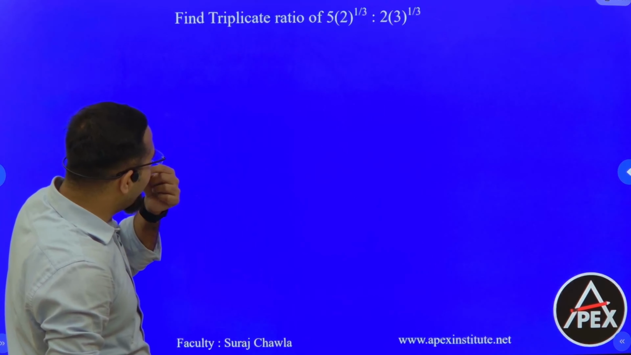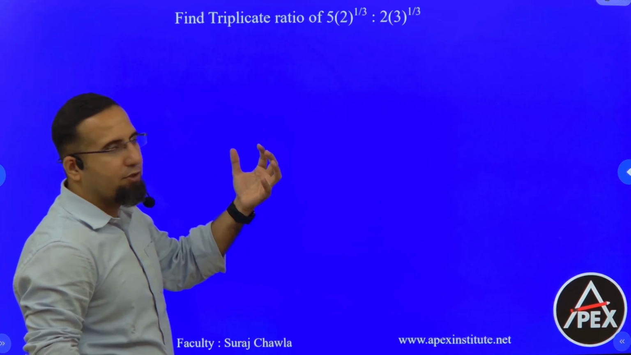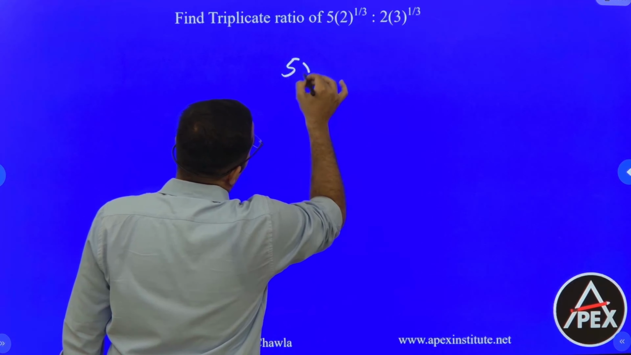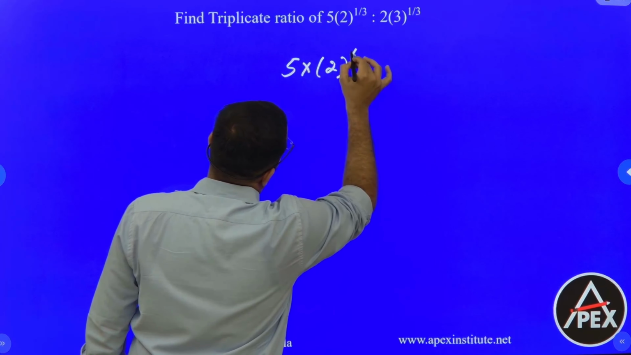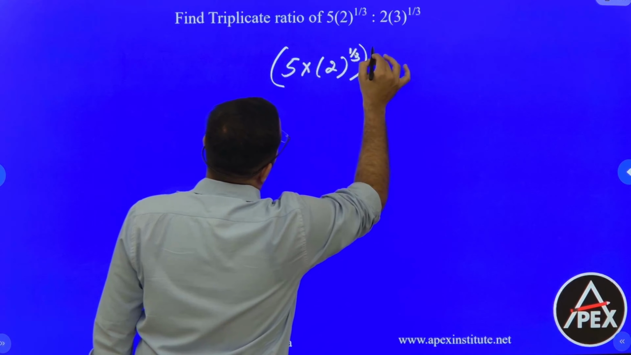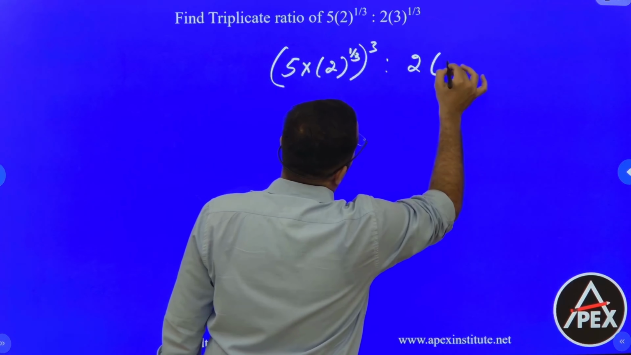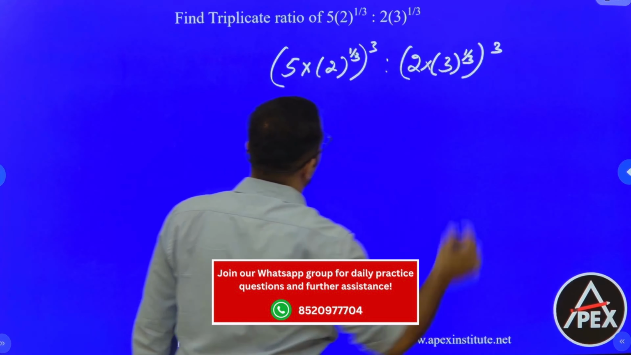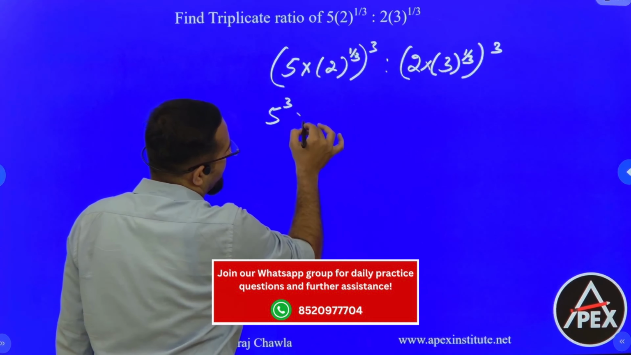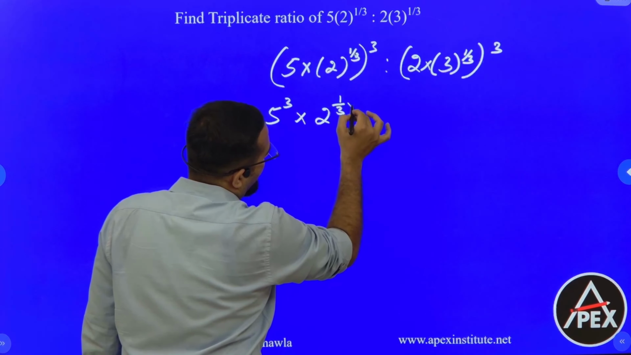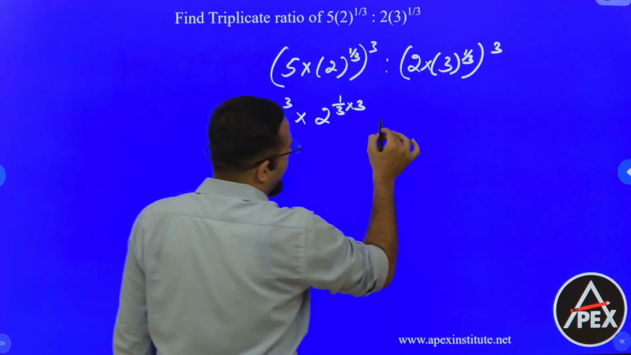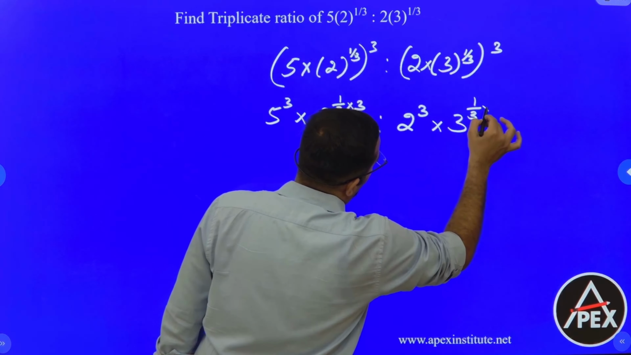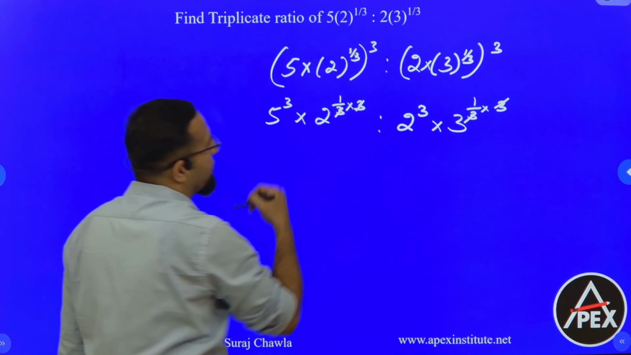Now find the triplicate ratio of 5 into 2 to the power 1 by 3 is to 2 into 3 to the power 1 by 3. So let's cube them. So this is 5 into 2 to the power 1 by 3 whole cube is to 2 into 3 to the power 1 by 3 whole cube. So this can be further broken as 5 cube into 2 to the power 1 by 3 into 3. Clear? Please be clear with these parts. So this is 2 cube into 3 to the power 1 by 3 into 3. So this 3 and 3 gets cancelled, this 3 and 3 gets cancelled.